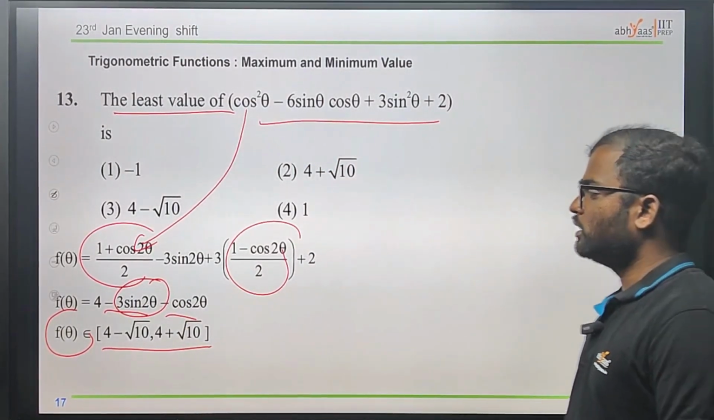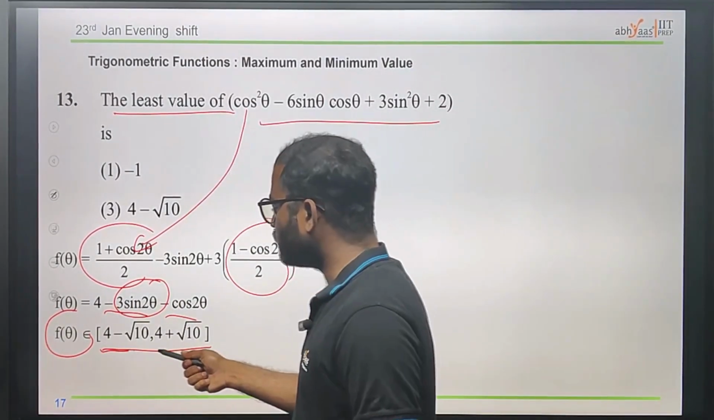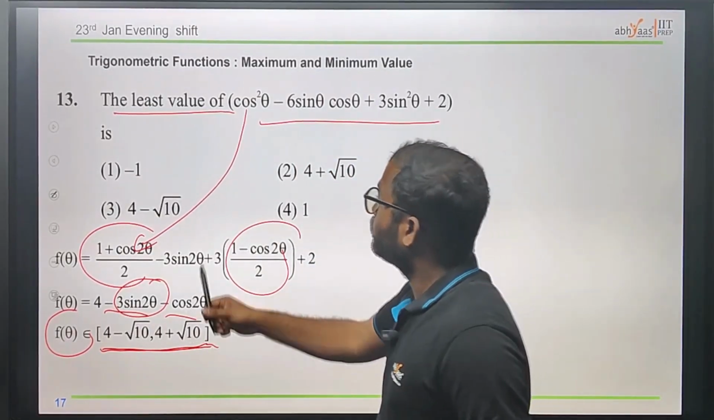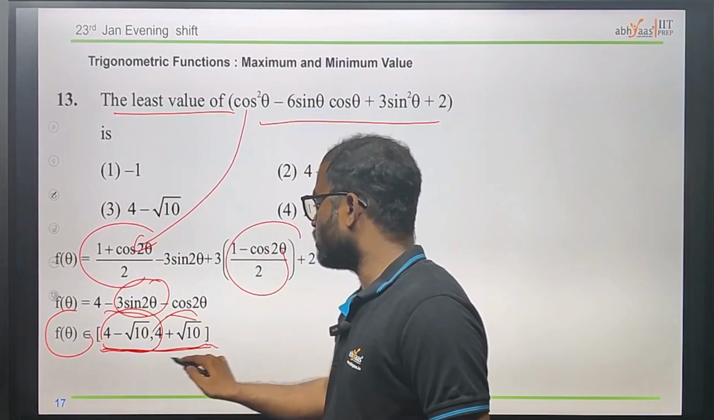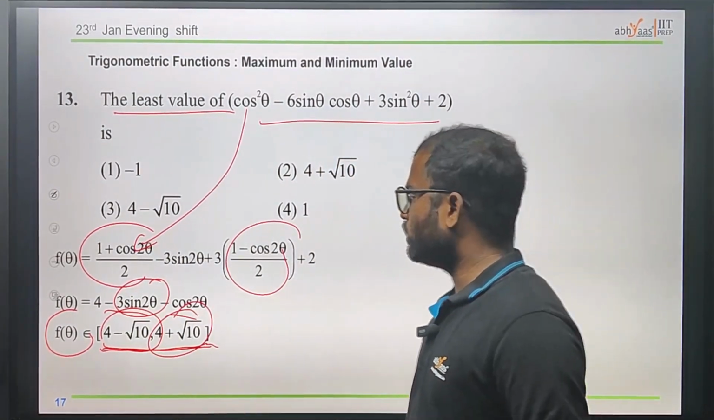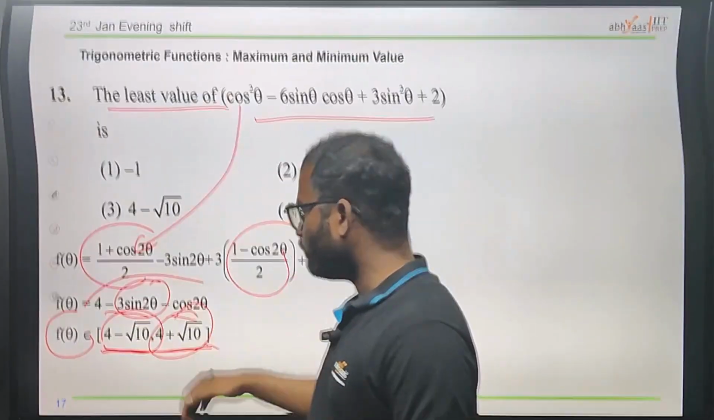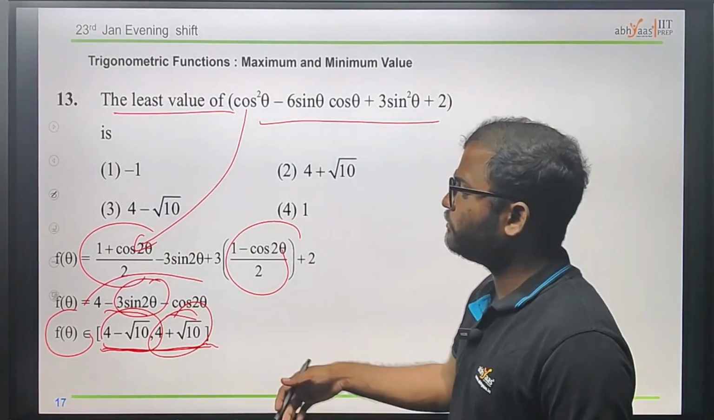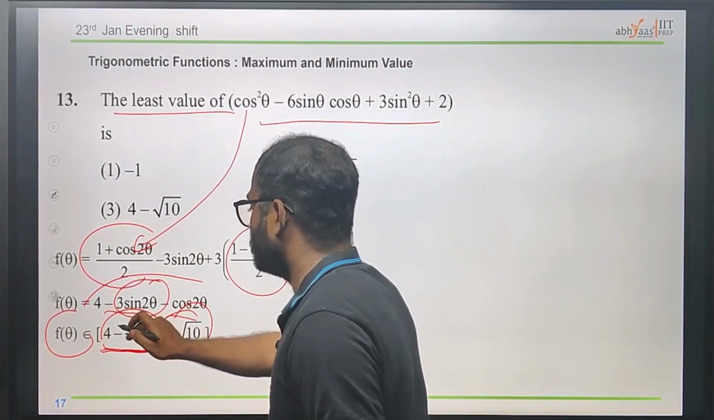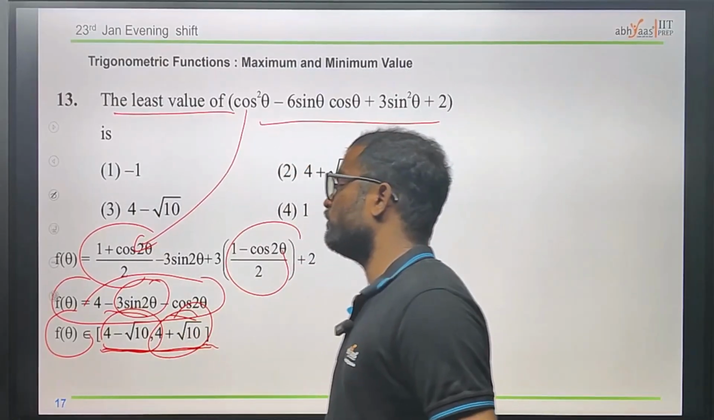Therefore, if we check the interval of this f of theta, we need to find the least value. So this will be our least value and this will be our maximum value, for the theta values you are checking. By checking the critical points, you can easily find the maximum and minimum values. In order to find the critical points, you just have to differentiate it.